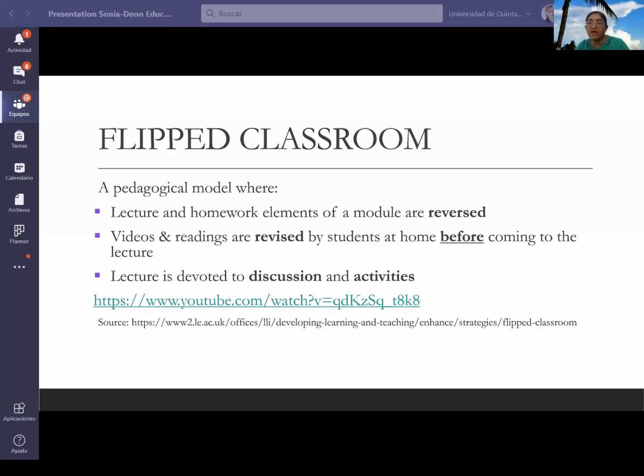And again, it doesn't only have to be with this health issue that we have now. Many teachers are using this. Many of the teachers record their classes. They tell the students that they have to watch that recording, or they give the readings. I do it with my class with enseñanza de habilidades.